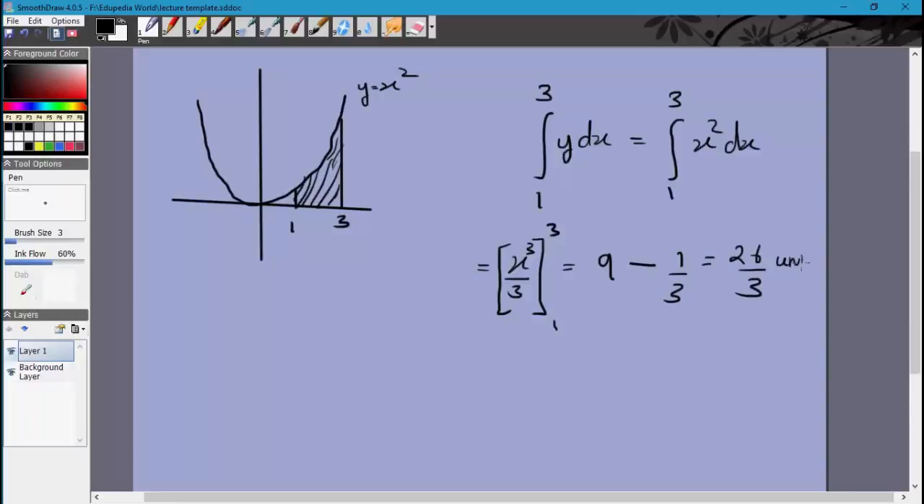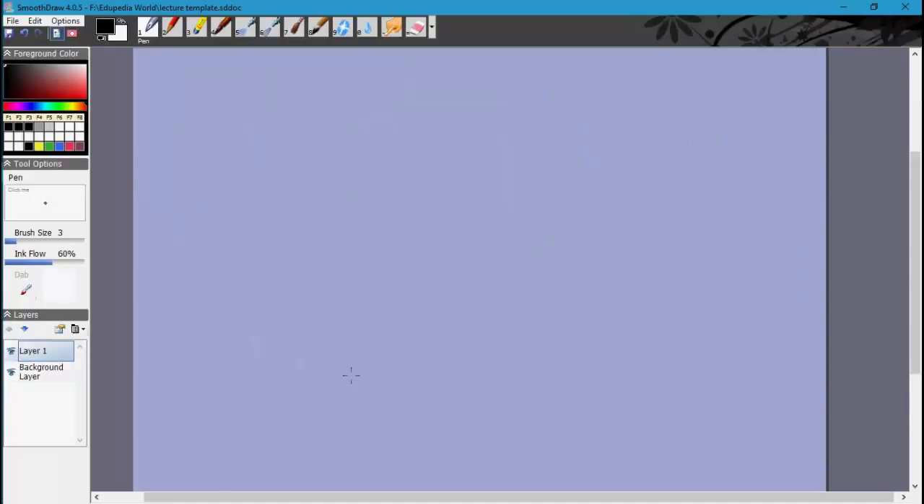26 by 3 units. This is the total area of this region which is under y is equal to x squared. Now this was the simple example, but we can make a number of additions to that. One small modification could be calculating the area between a curve and the y-axis.